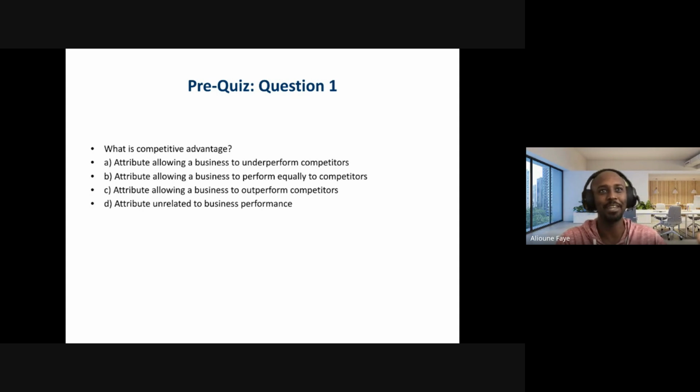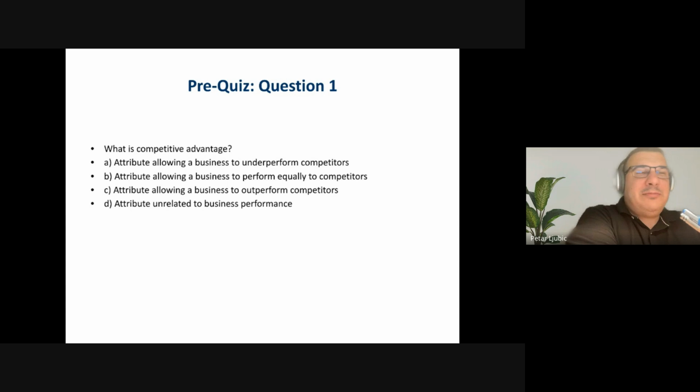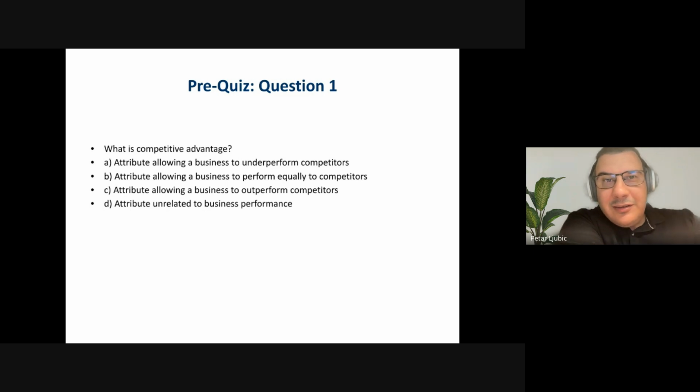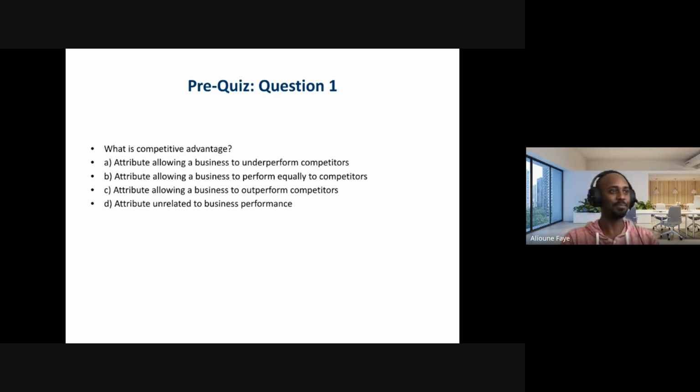Do you see the A, B, C, or D? I'm just seeing ABCD, but I'm not seeing the question. Oh, the question is on another screen. Yeah, sorry about that. So I can read it for you. The question is, what is competitive advantage? Answer A is attribute allowing a business to underperform, or B, attribute allowing a business to perform equally to competitors. C, attribute allowing a business to outperform competitors, and D, attribute unrelated to business performance.